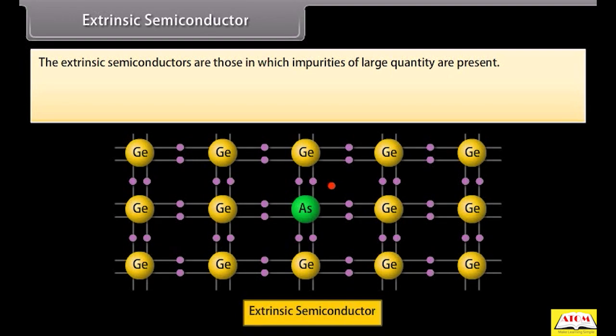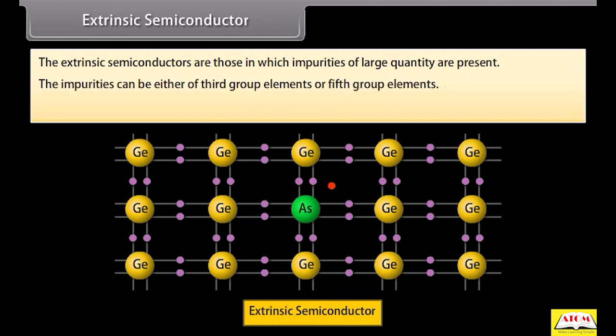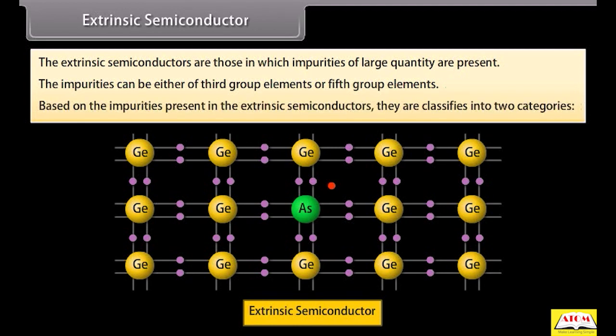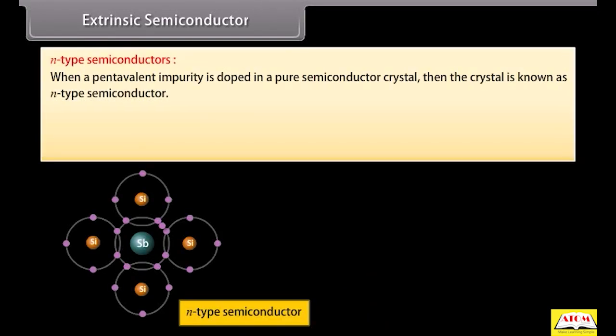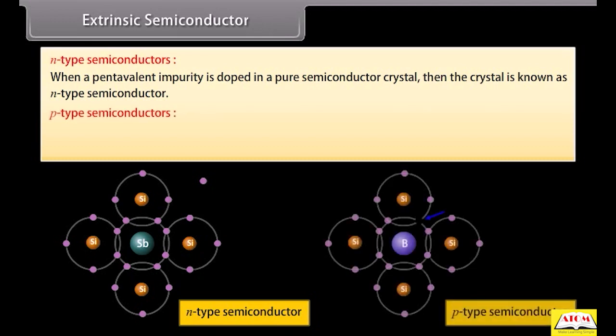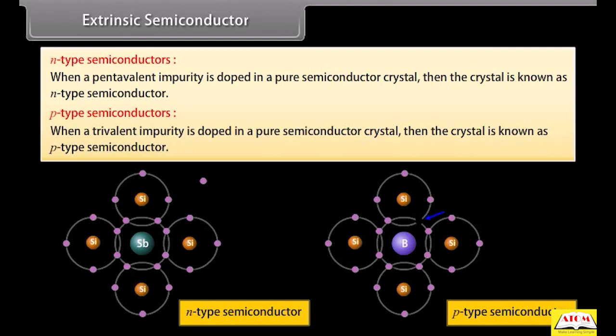Extrinsic semiconductor. Extrinsic semiconductors are those in which impurities of large quantity are present. The impurities can be either third group elements or fifth group elements. Based on the impurities present in extrinsic semiconductors, they are classified into 2 categories. N-type semiconductors. When a pentavalent impurity is doped in a pure semiconductor crystal, the crystal is known as an N-type semiconductor. P-type semiconductor. When a trivalent impurity is doped in a pure semiconductor crystal, the crystal is known as a P-type semiconductor.